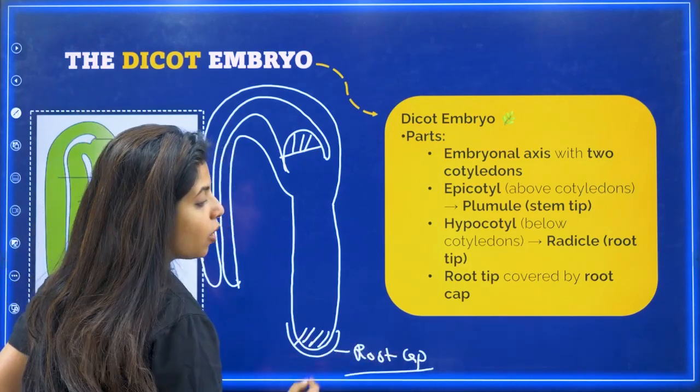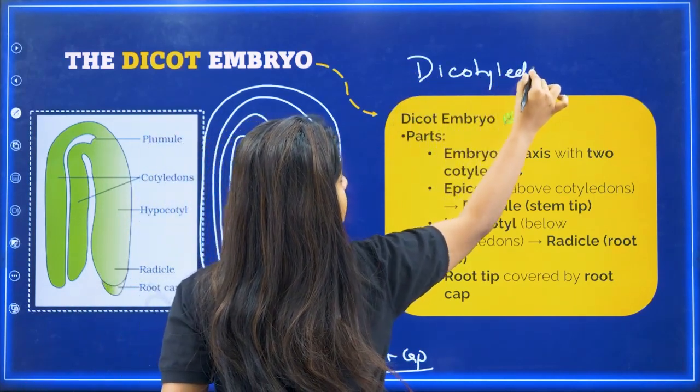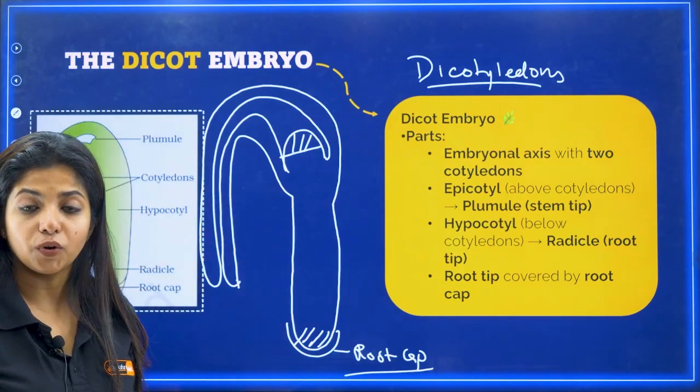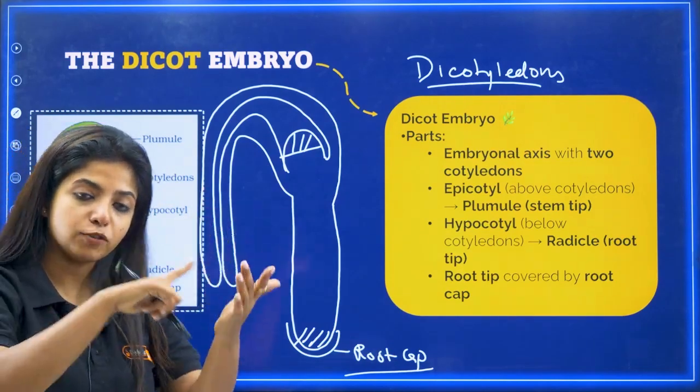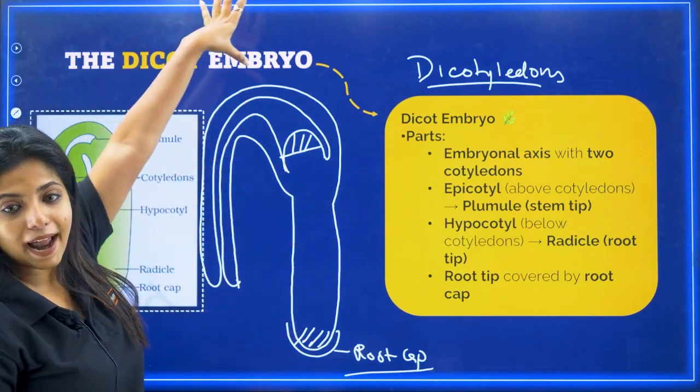What am I talking about? I am talking about dicotyledons. This is a dicot embryo. What is it? It is a dicot embryo. What do you mean by embryo? Ma'am, the zygote was there, the embryo is there, and the embryo will give rise to the whole plant.